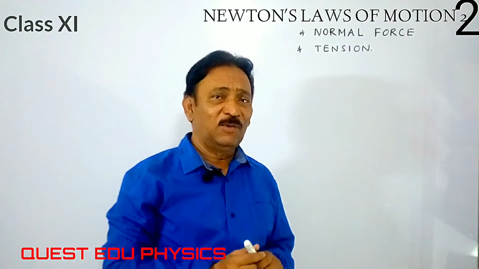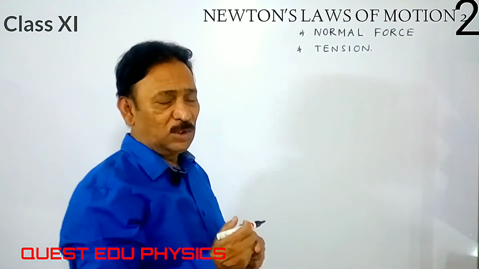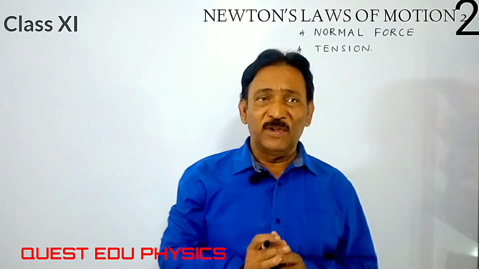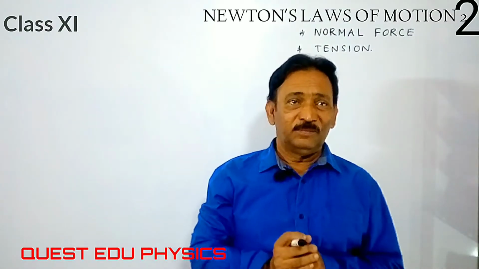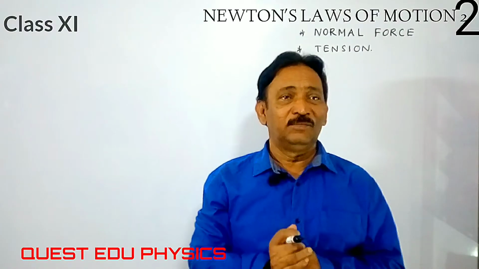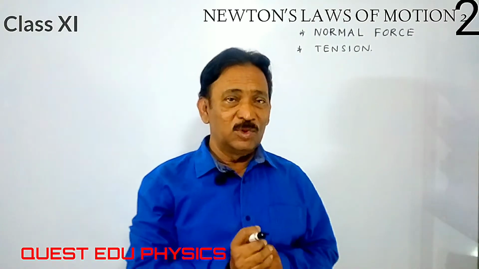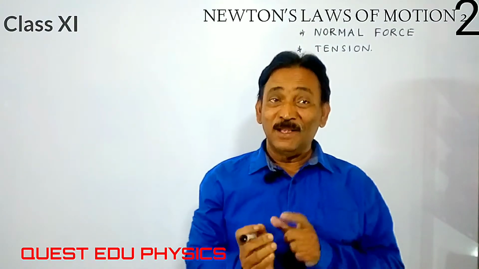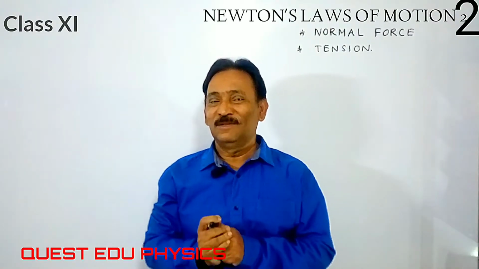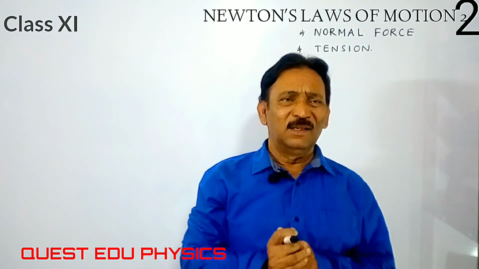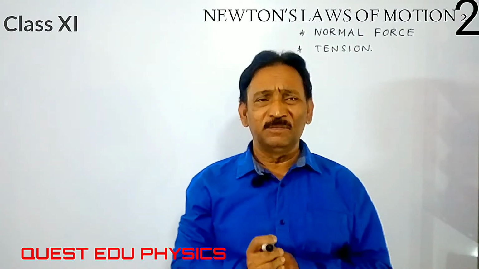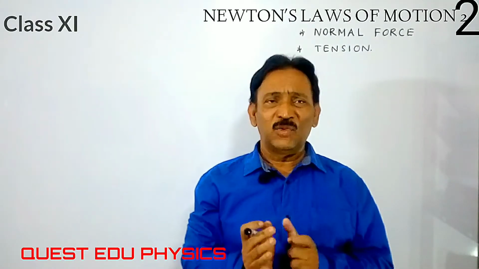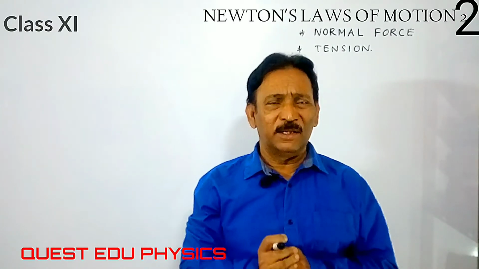First we have to know what the normal force is. I told you it is a contact force. When two surfaces come in contact with each other, at the point of application a force acts, and we call it the normal force. I said it is an electromagnetic force. Why do we call it electromagnetic? It is due to the interaction between the atoms of the bodies. That's why we call it electromagnetic.